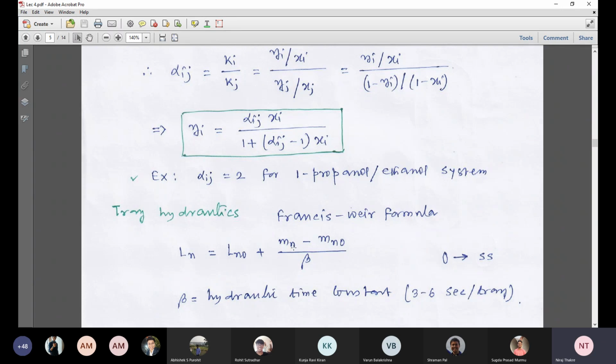Mn is known to us. What about Mn naught? Steady state value of Mn. Anyone? See it's yeah. Anyone? Sir, we can make the rate term 0, so then we can find the steady state value.